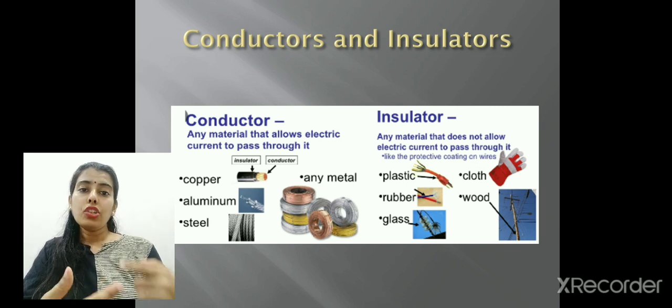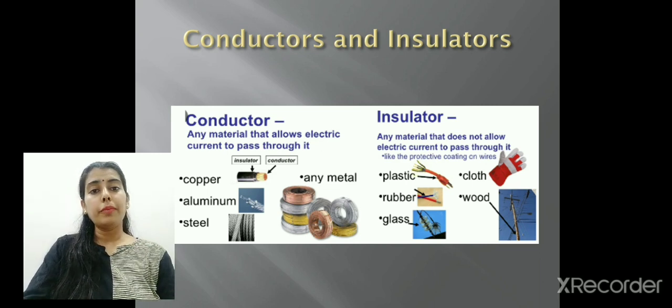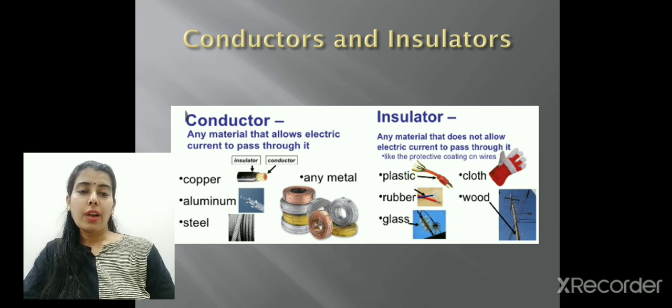But on top of the copper you must have observed there is colored plastic material. It could be red wire, green wire, black wire. Why is it so? Because this plastic material is an insulator. Insulators are the substances that do not allow electric current to pass through. So whenever we touch the wire, we don't get an electric shock.